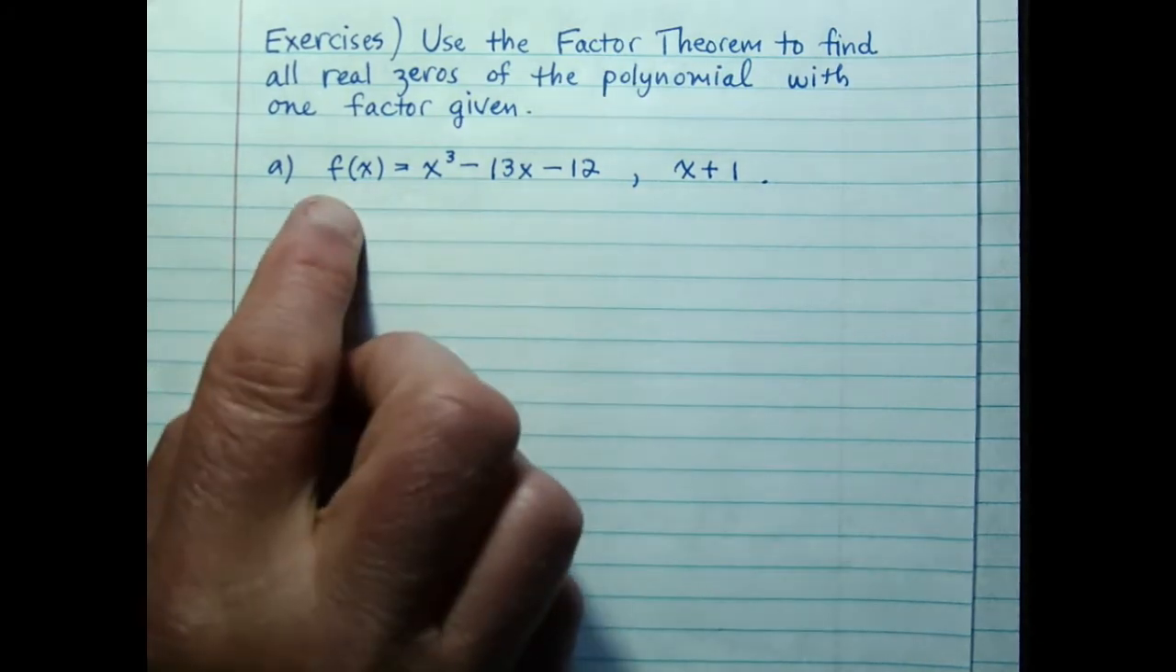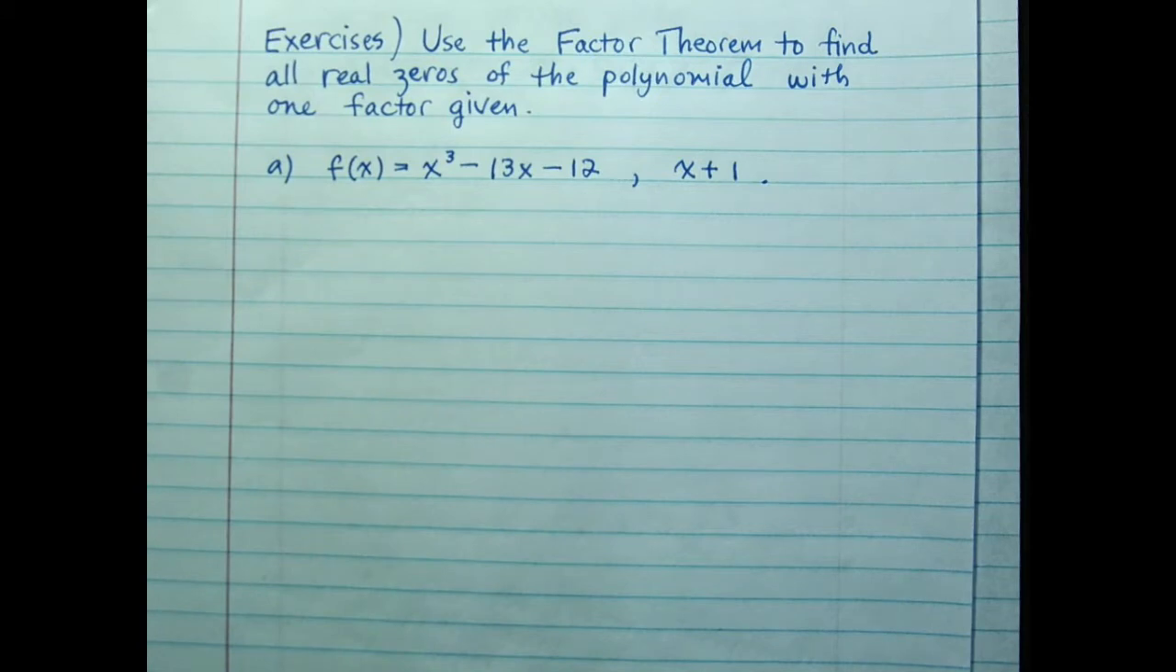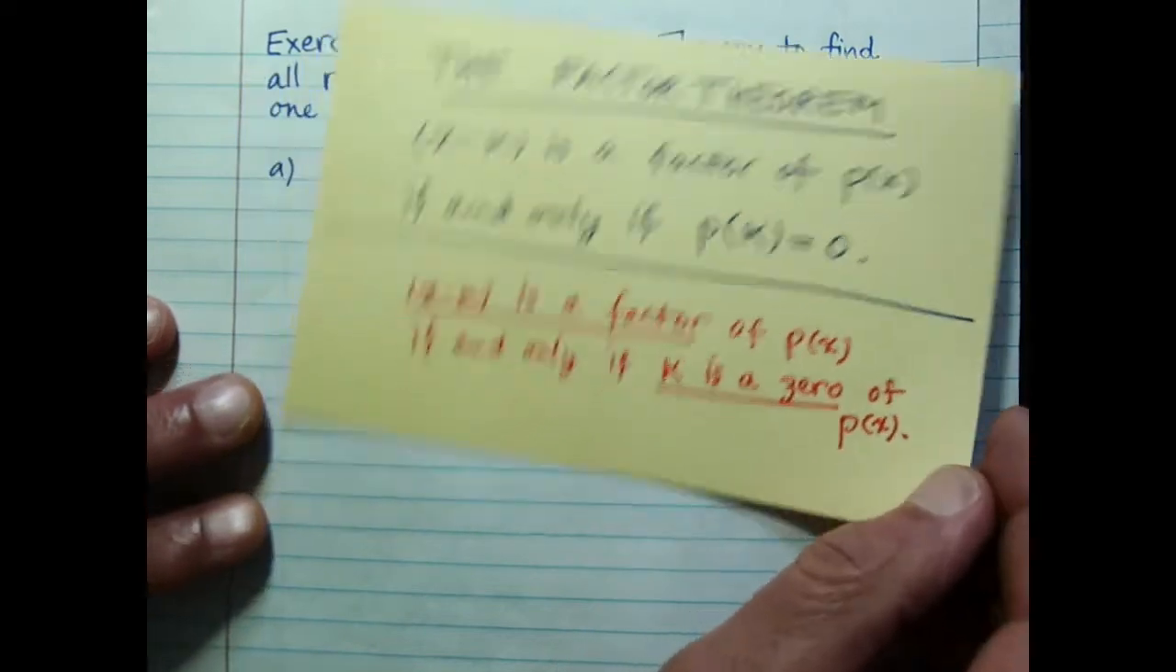Here we're using f of x notation for a polynomial. Sometimes we use p of x, sometimes f of x. It really doesn't matter either way, works fine. And I know these are instructions taken right out of the textbook, and when I first read these I thought, well, what does the factor theorem have to do with zeros of a polynomial? And it occurred to me that we could just reword our factor theorem.